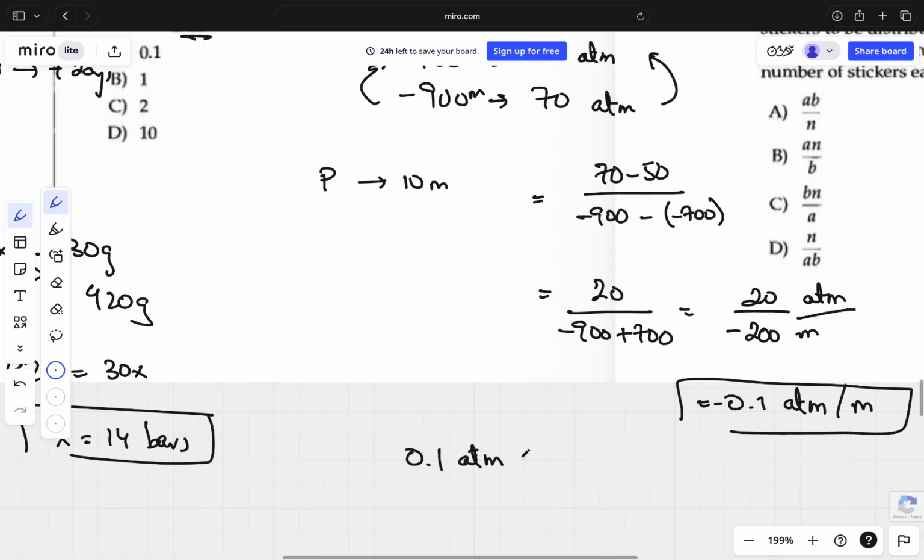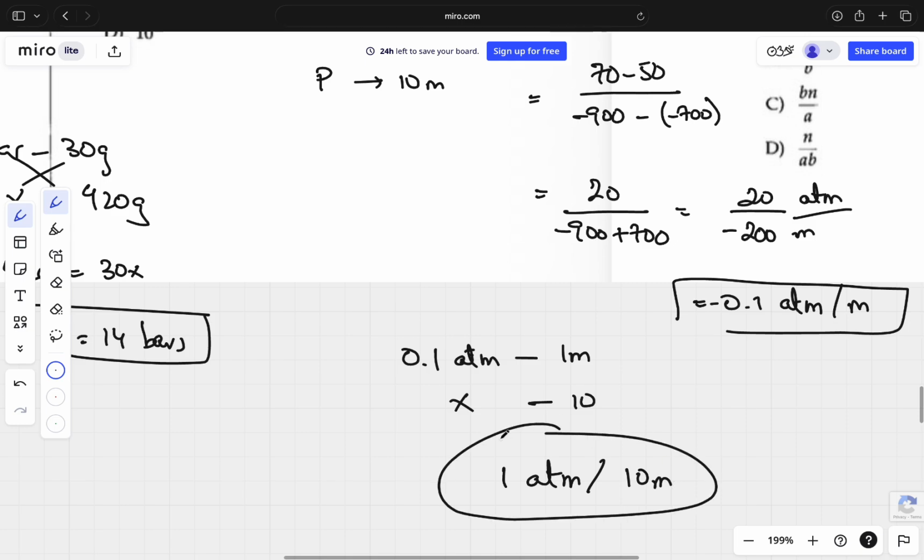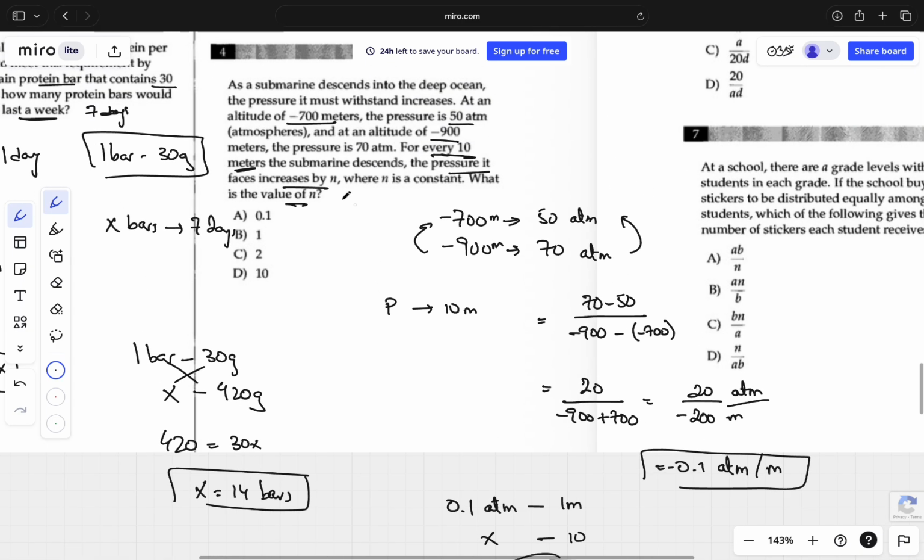Now the question is, we need to find for every 10 meters. So this is for every 1 meter. So it'll be x in 10 meters. If you solve for this, you will get 1. So it'll be 1 atmospheric pressure for every 10 meters. And that'll be your answer. So it'll be 1.